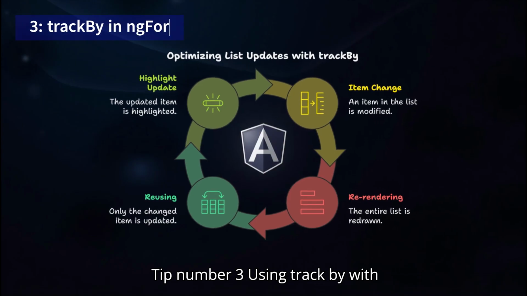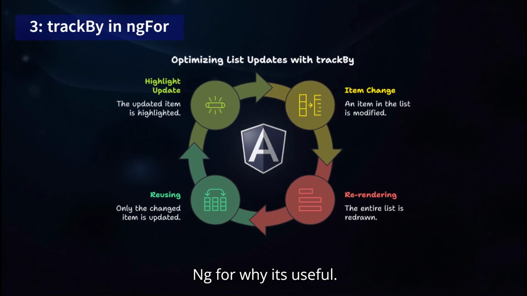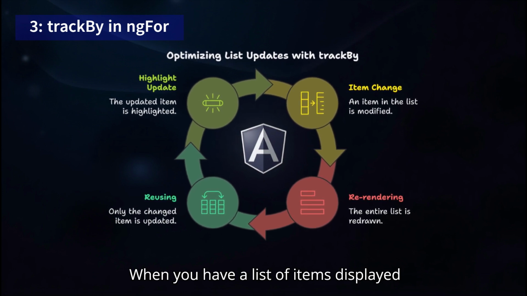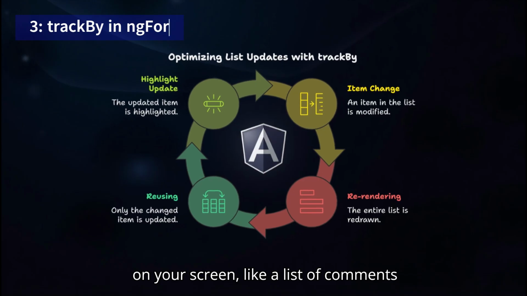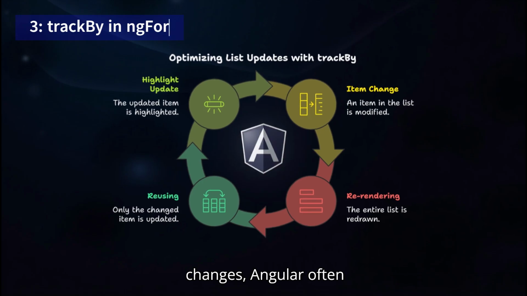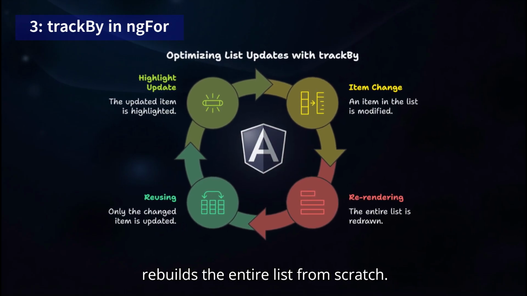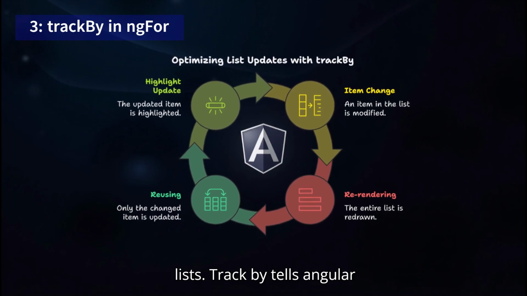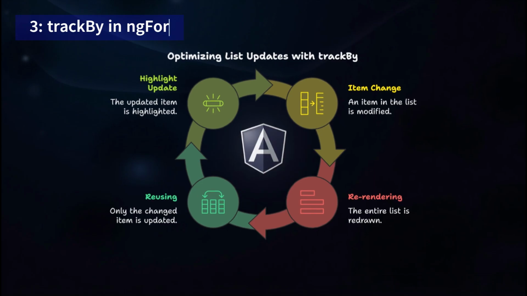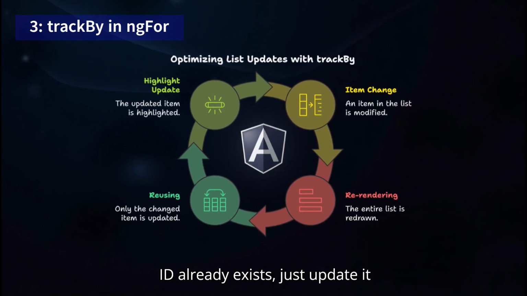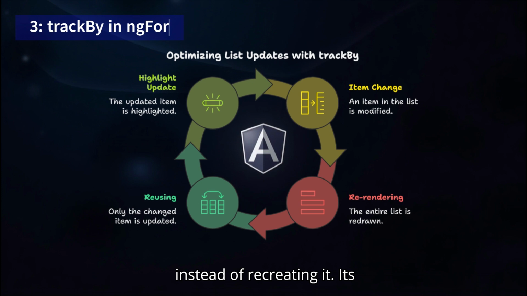Tip number 3. Using trackBy with ngFor. Why is it useful? When you have a list of items displayed on your screen, like a list of comments or products, and one item in that list changes, Angular often rebuilds the entire list from scratch. This can be slow, especially for long lists. trackBy tells Angular, hey, here's a unique ID for each item. If an item with this ID already exists, just update it instead of recreating it.